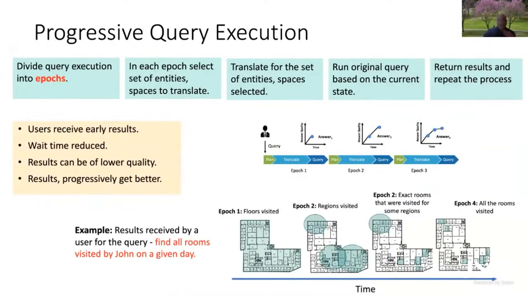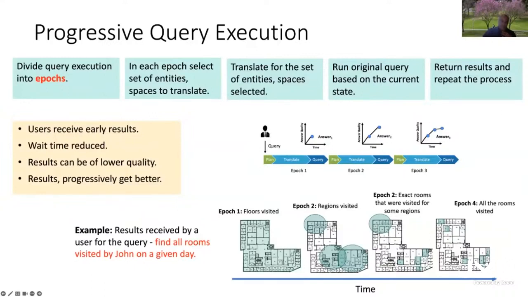So instead of that, TripleDB implements a progressive query execution. The way it works is that instead of executing in a block-oriented way, TripleDB takes time and divides it into epochs. In each epoch, a certain set of entities will be chosen and translated. Based on these translated entities, we can then answer a query approximately. Then in the next epoch, additional things will be translated, and the query answers will be improved.